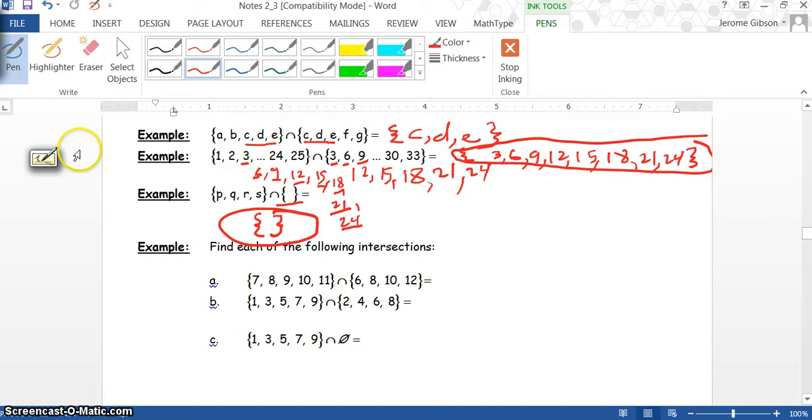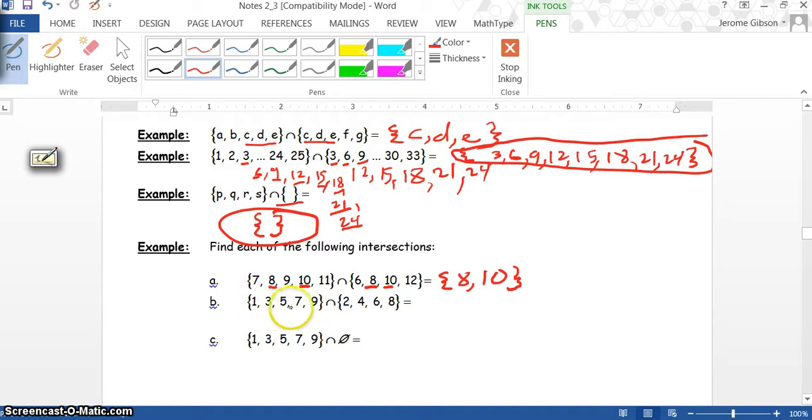Now we come down here to this next example. It says find each of the following intersections. We have {7, 8, 9, 10, 11} intersect {6, 8, 10, 12}. So we look here. The only things that they have in both are 8 and also 10. So our final answer here would be {8, 10}.